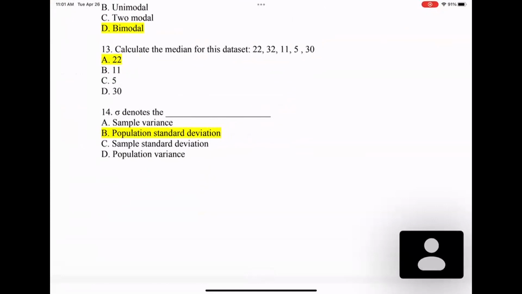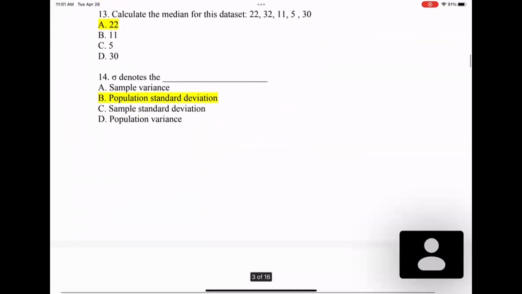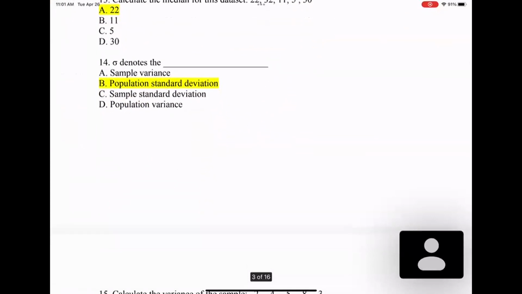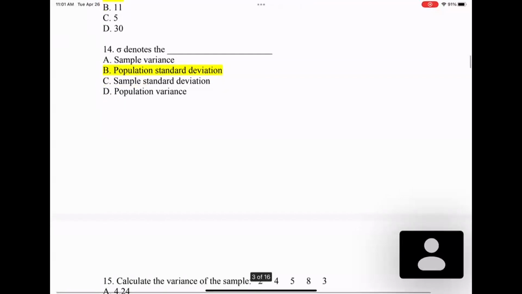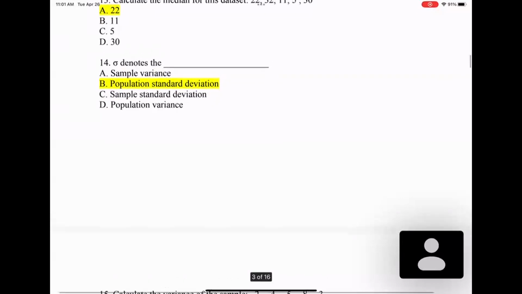Number 14, what denotes the population standard deviation? It's just sigma. What if it was sigma squared? What would it be? Yeah, D. If it was S, what would it be? C. And if it was S squared, it would be A.